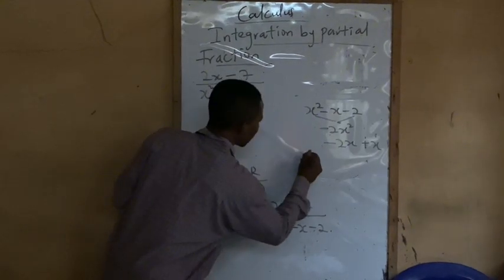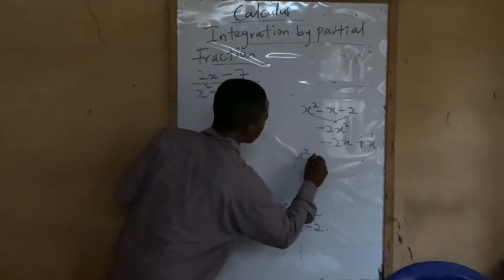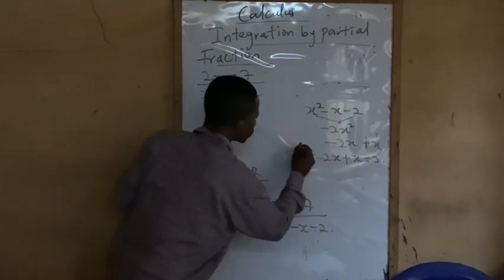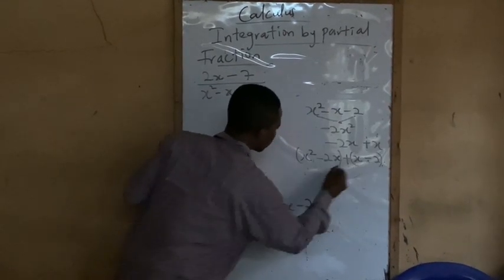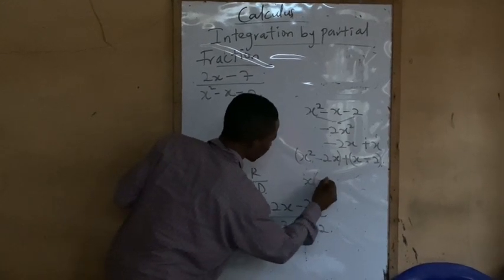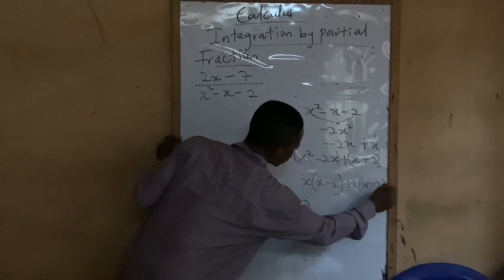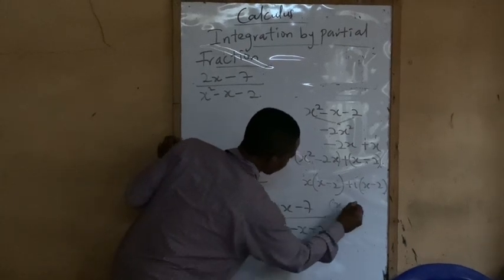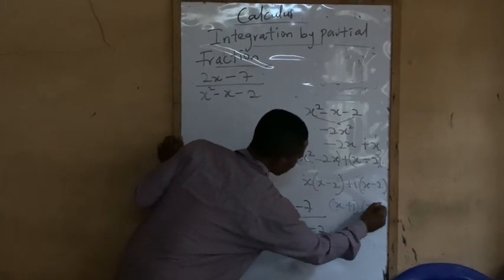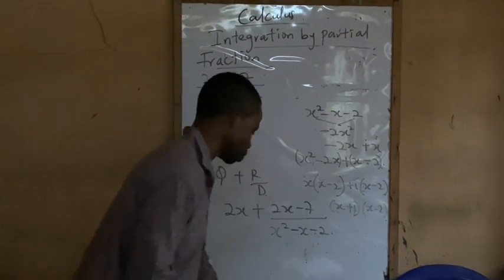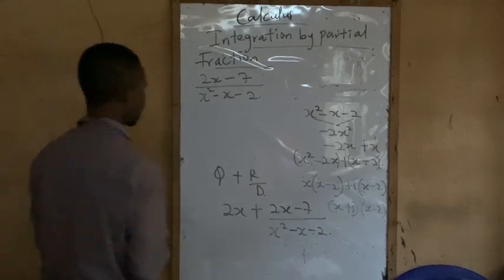That means we have x squared minus 2x plus x minus 2. So if you factorize this, we are having x into bracket x minus 2 plus 1 into bracket x minus 2. So that means x plus 1 and x minus 2. These are the two factors: x plus 1 and x minus 2.